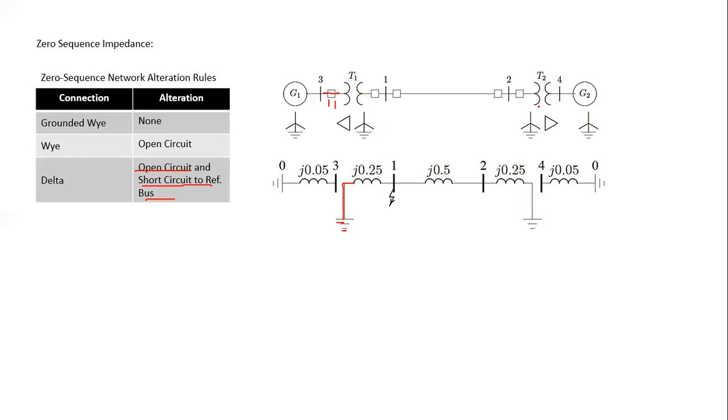And then for T2, the secondary side is grounded Y, so there is no alteration here. It is still connected to bus 2. And then the primary side is delta, so we open circuit at these terminals of T2, and then we short circuit the terminal to the reference. So now our effective circuit for the zero sequence network is this.